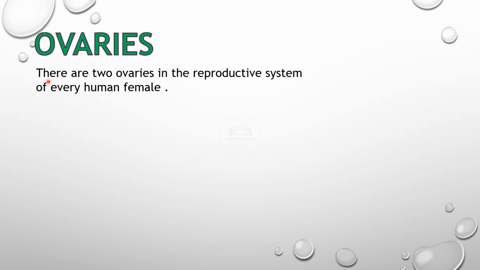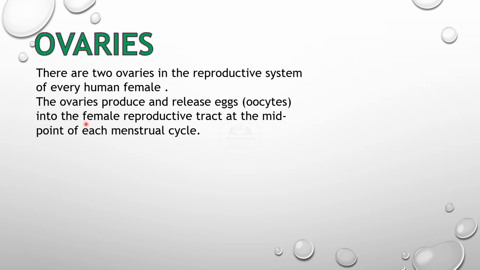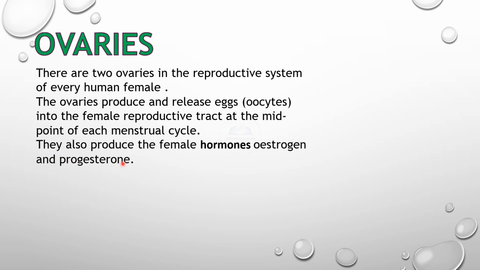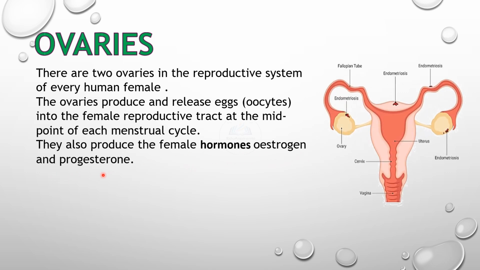Ovaries. There are two ovaries in the reproductive system of every human female. The ovaries produce and release eggs, also called oocytes, into the female reproductive tract at the midpoint of each menstrual cycle. They also produce the female hormones estrogen and progesterone. This is the structure of the ovaries. They are located in the abdominal region.